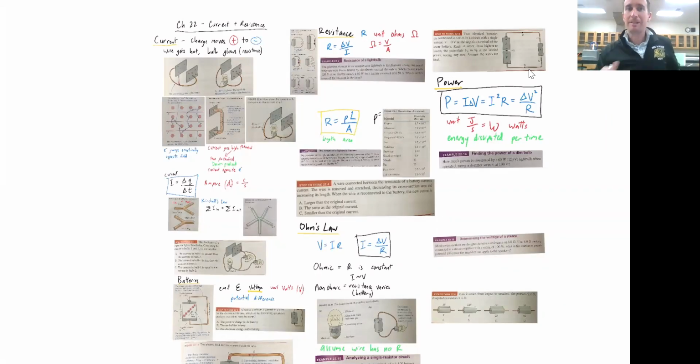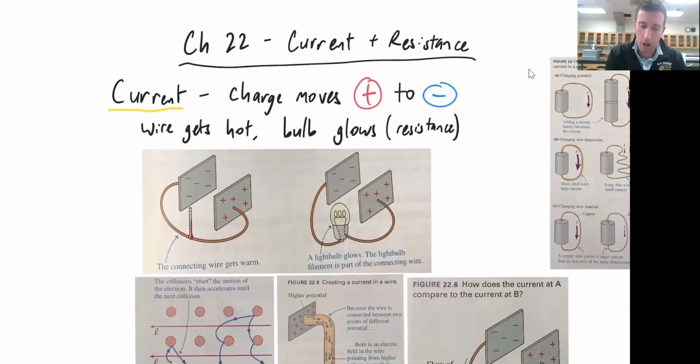Welcome to our discussion about current and resistance. So this is chapter 22 from the textbook College Physics. Let's get it going. All right, so we're going to start with the idea of current.